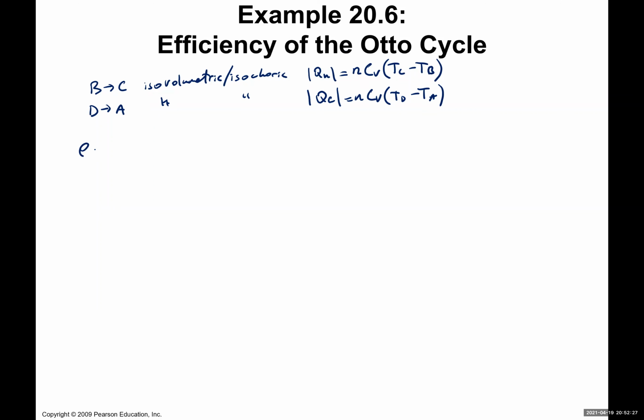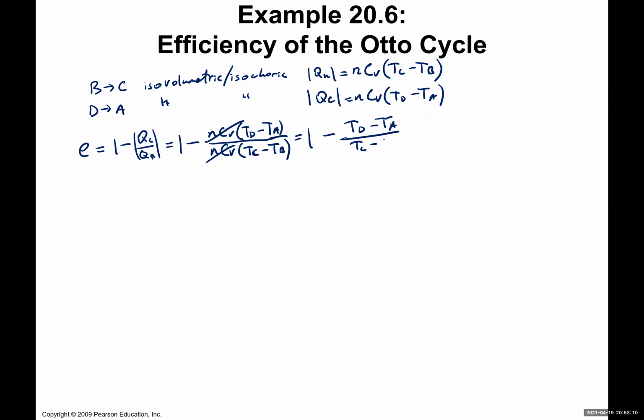Now efficiency is equal to 1 minus QC over QH. Write it like that and use absolute values, so make sure none of those values are negative. So now it equals 1 minus QC, which is nCV times TD minus TA, over QH, which is nCV times TC minus TB. Then nCV cancels out, so we have 1 minus TD minus TA over TC minus TB. Okay, so these are for those isovolumetric processes.